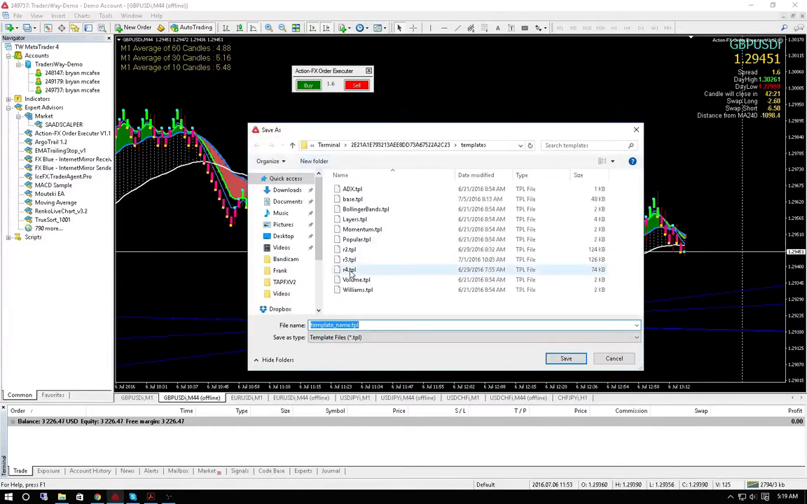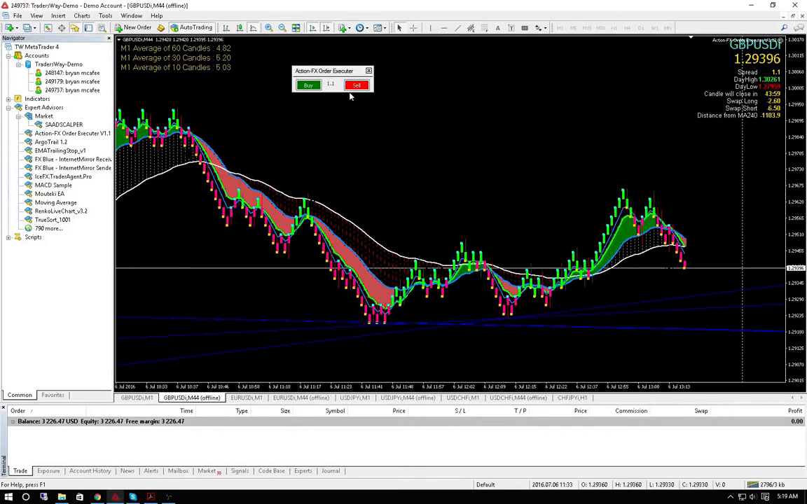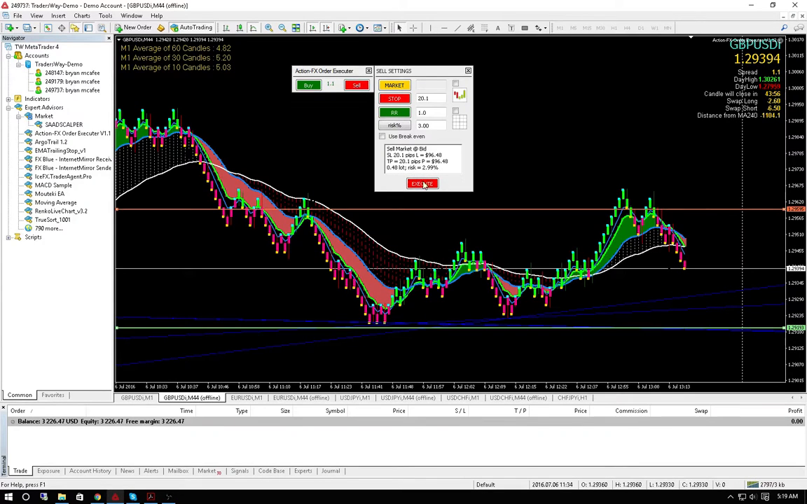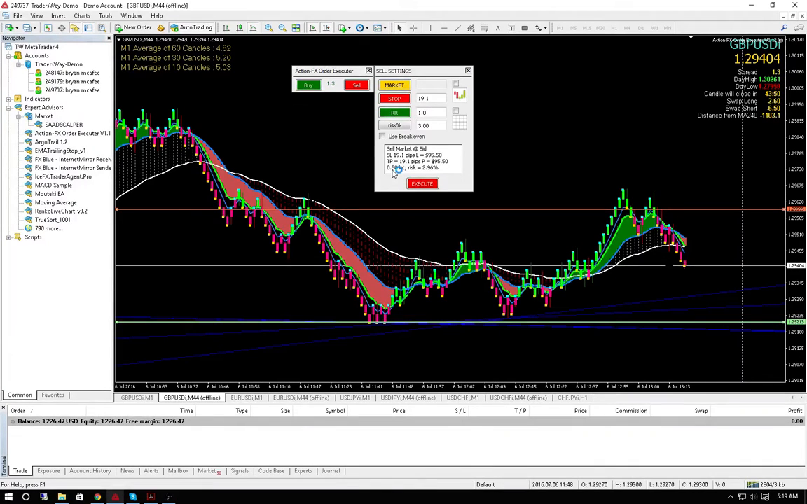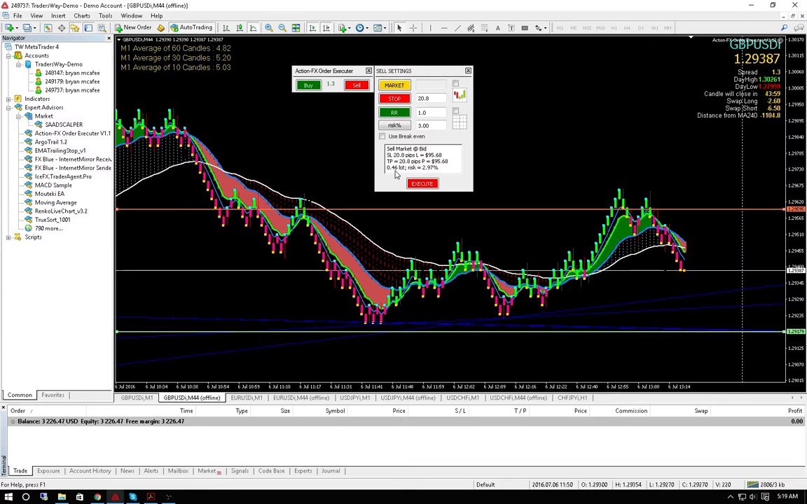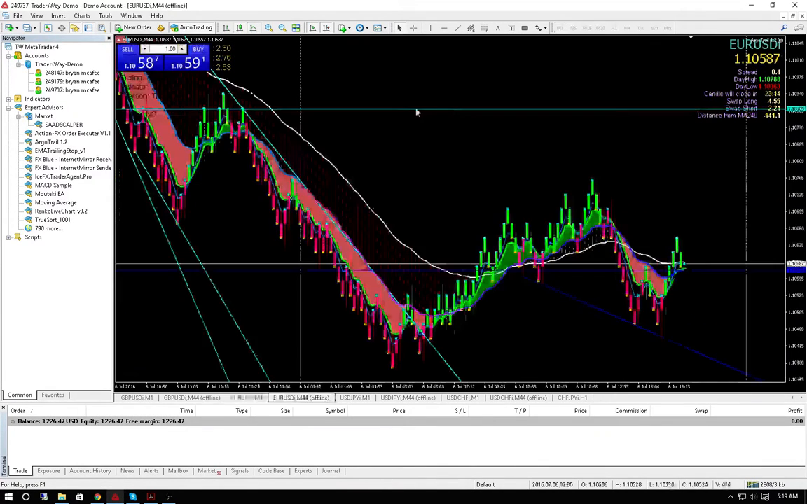Let's do it R4. Okay, so sell. Right now, sell on GBP at 3%. The lot size is 0.53. I don't know if you can see it on my screen, but it's jumping. Now it's 0.46. Let's take a look at Euro USD.